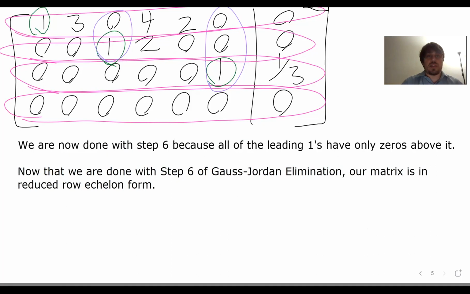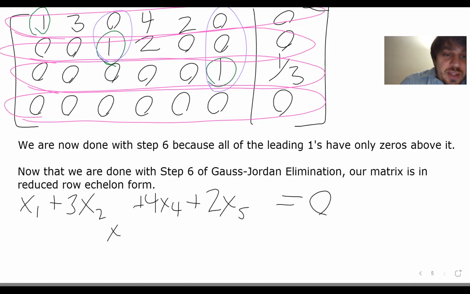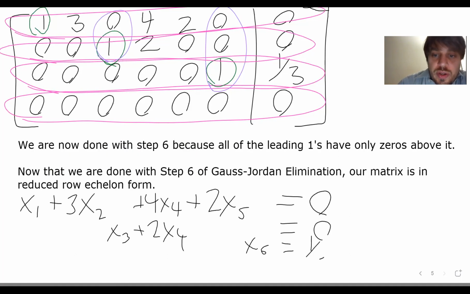So now what I'm going to do is write out the corresponding linear system. Okay, so the corresponding linear system is the following. We have x1 plus 3x2 plus 4x3 plus 4x4 plus 2x5 is equal to 0. x3 plus 2x4 is equal to 0. And we also have x6 equal to 1/3. And we also have 0 equals 0. I'm just going to write that in so that it's complete. The last row corresponds with 0 equals 0 because there's 0 of each variable and you add them together. That means it's 0 and that's equal to 0. So this is the corresponding linear system to that augmented matrix.